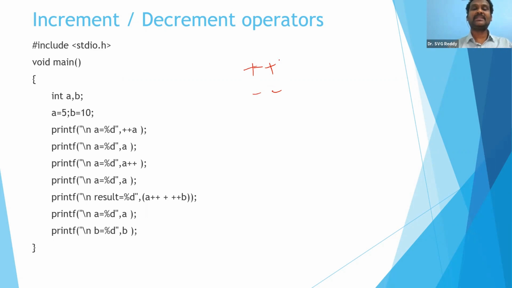This plus plus can be used post or pre, so post increment or pre increment. In the same way, this is the increment operator and this is the decrement operator. Increment means add by 1. So if a is equal to 5 and I say a plus plus, 5 is added with 1 and it will become 6. Minus minus means, for example, if a is 5, it will decrement by 1, which is 5 minus 1 is 4.